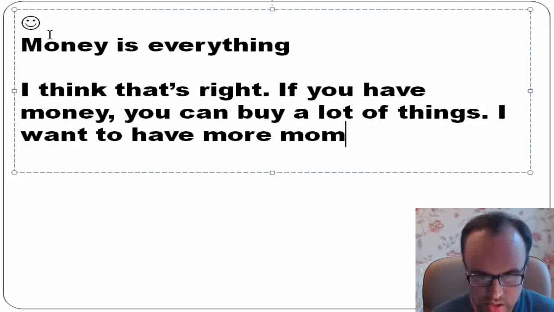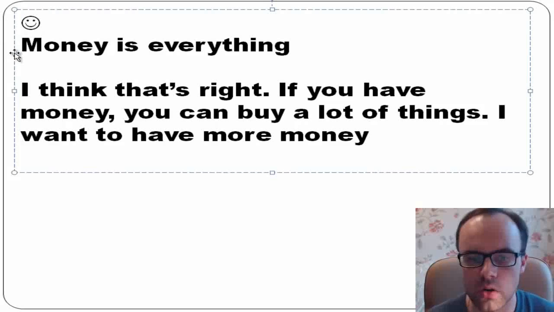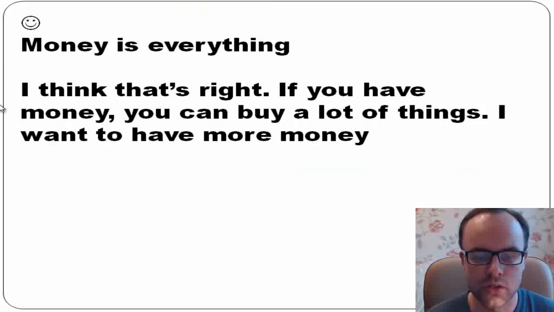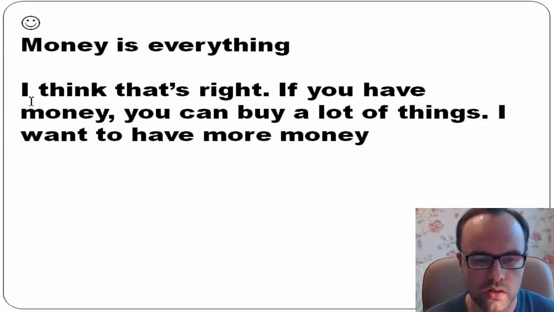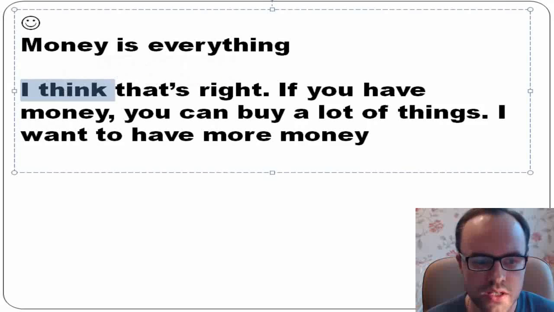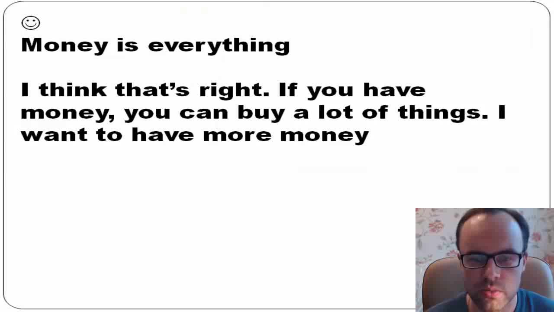Is this answer good or bad? I think why not? It sounds quite good. Can you spot some mistakes in these sentences? Spot means can you find some mistakes in these sentences? Let's have a look at all these sentences and all these words one more time. Money is everything, and one possible answer, I think that's right. If you have money, you can buy a lot of things. I want to have more money.